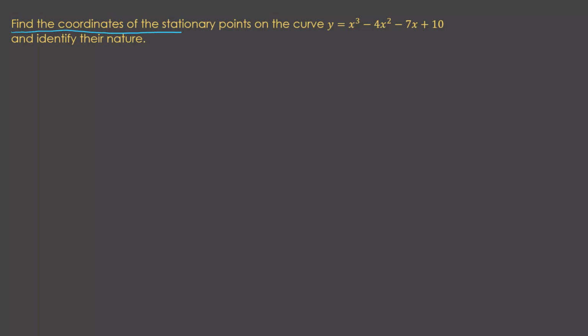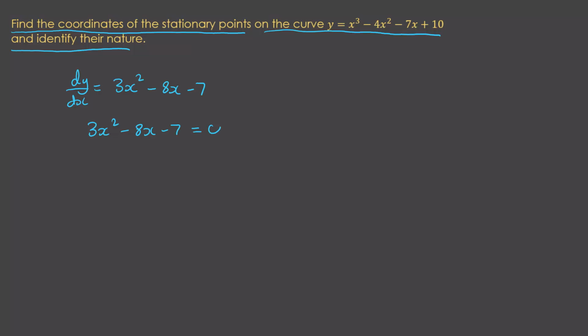Find the coordinates of the stationary points on the curve y is x cubed minus 4x squared minus 7x plus 10 and identify their nature. So we have dy/dx is equal to 3x squared minus 8x minus 7. And for turning points, we need that to be equal to 0.